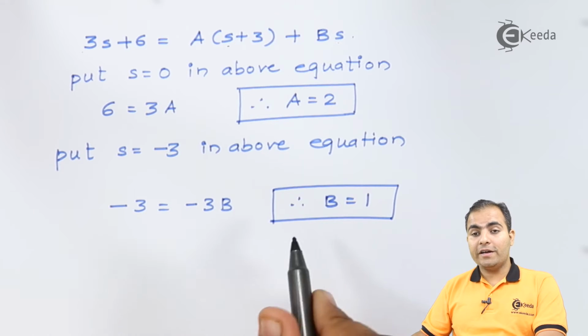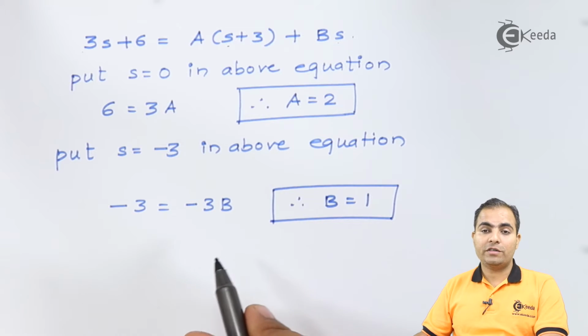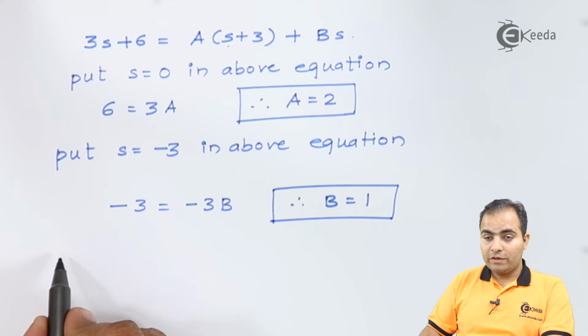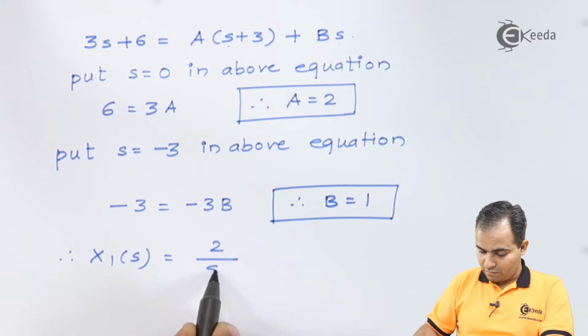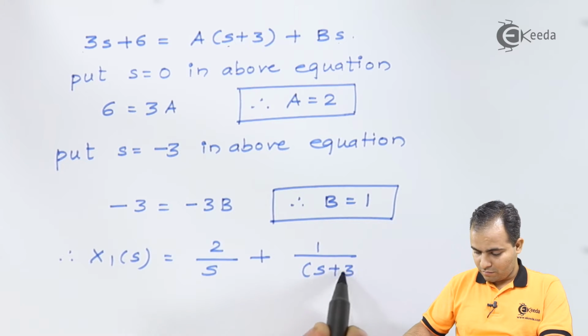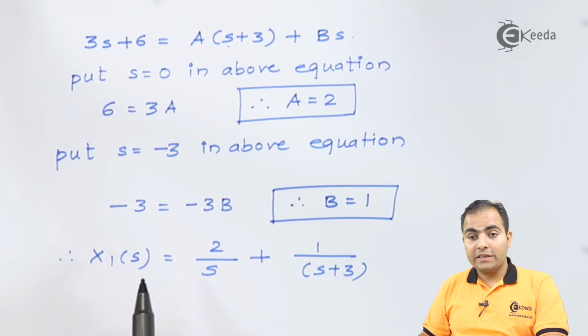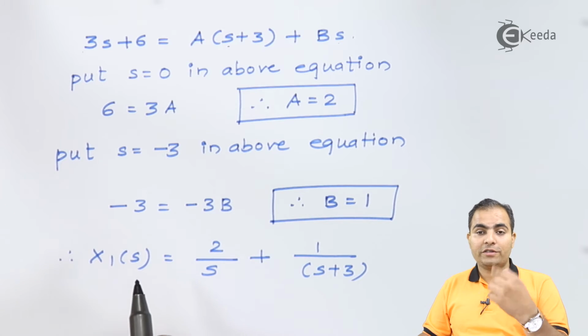Now substitute A and B values in my equation number 2. So therefore my equation X1 of s becomes, and now substitute this equation X1 of s in equation number 1.